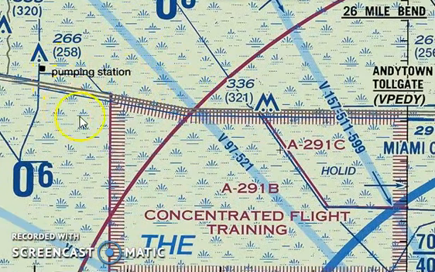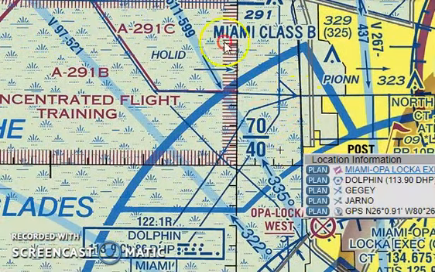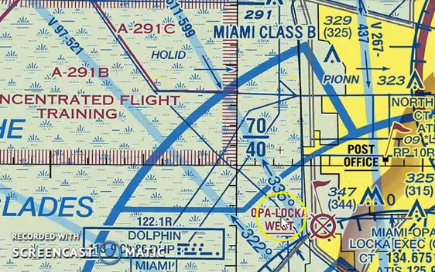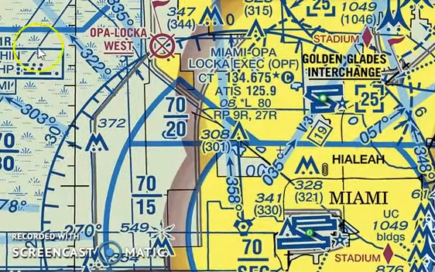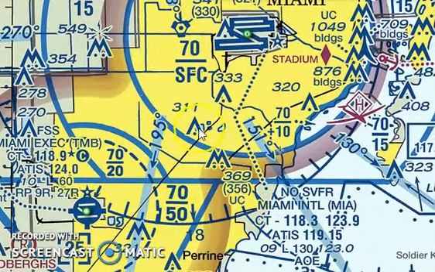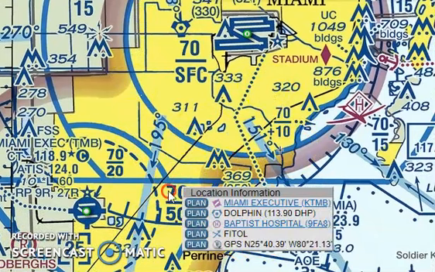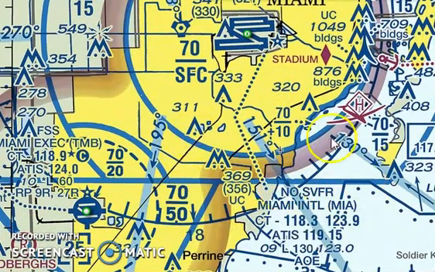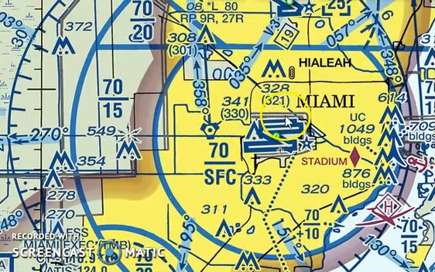Second thing we're going to go over right now is determine if an airport has a tower or not. And that is very simple. So let's go back to Miami International. Just by looking at the color, if the color is blue, and this airport is blue, it has a control tower.